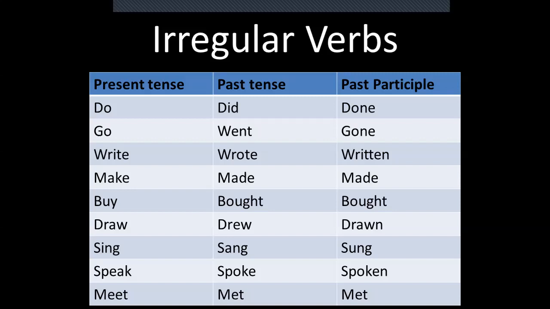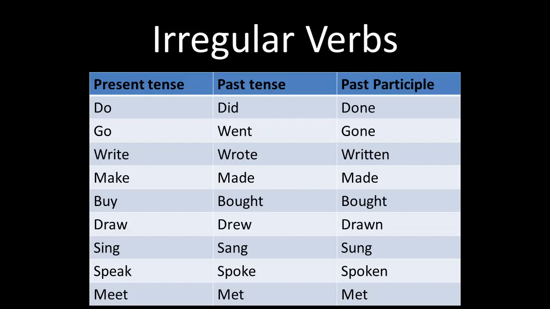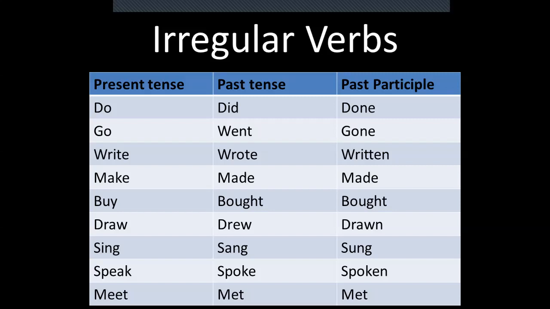Meet, met, met. Take the verb do. You can make sentences. I do it. I'm doing it. I have done it. I have been doing it. Past tense: I did it. I was doing it. I had done it. I had been doing it.